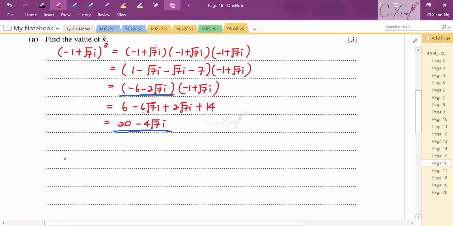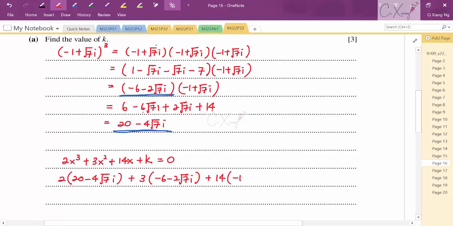All right, so my equation is actually this. So 2x power 3. X power 3 means the root power 3, so the answer I get is this one. I will just put in 20 minus 4 square root 7i. Then plus 3x squared. The x squared is what I underlined here. My x squared is negative 6 minus 2 square root 7i. Then plus 14x. So 14x means that my root value is negative 1 plus square root 7i, plus k. K, I don't know what it is, and I let it equal to 0.